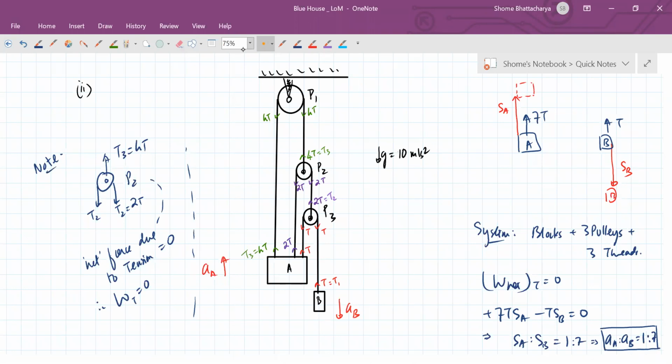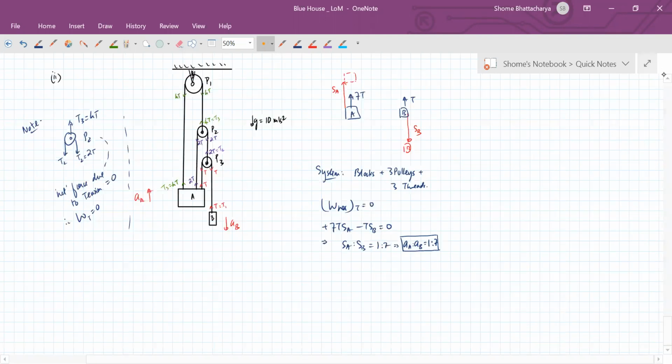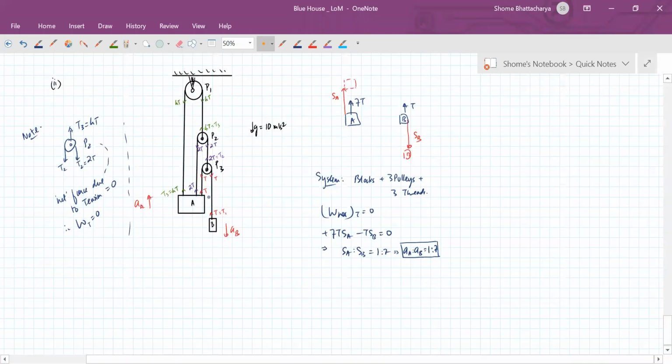So you can try this later by the thread length method yourself, and you will see it's very lengthy. If you conserve the thread length and prove that the ratio of displacements is 1 is to 7, therefore the ratio of accelerations is 1 is to 7, you will get the answer, but you'll have to conserve 3 separate thread lengths and 2 moving pulleys along with 2 moving blocks. So the whole thing becomes quite complicated.